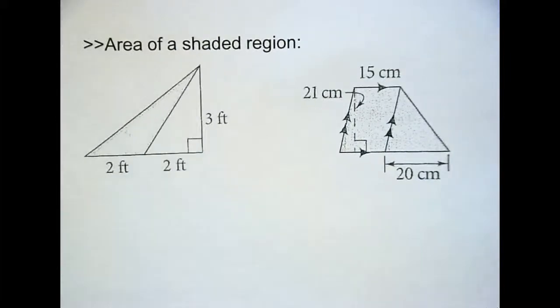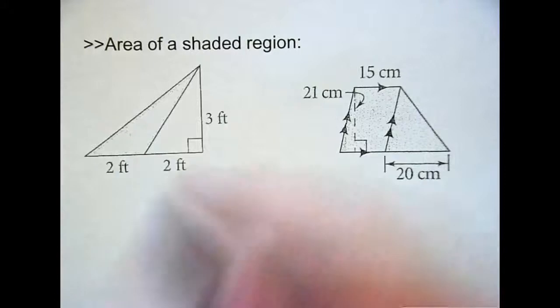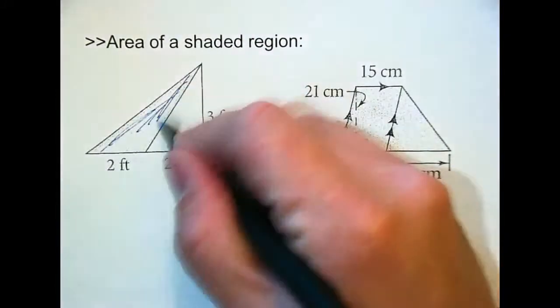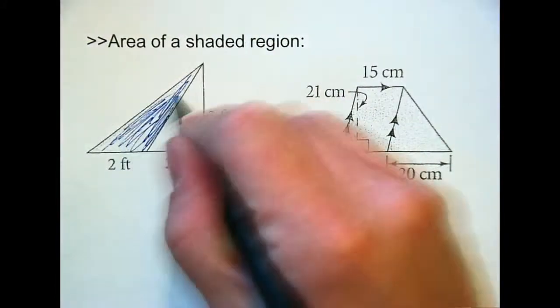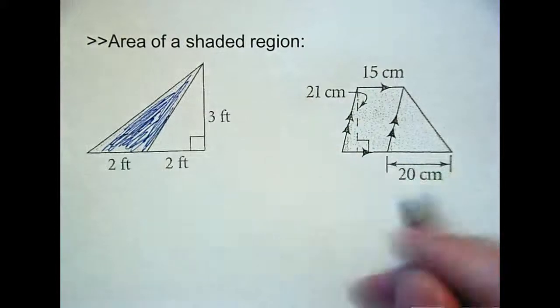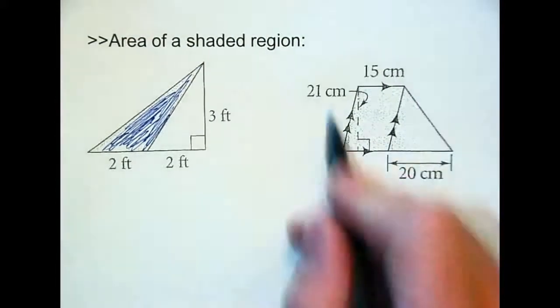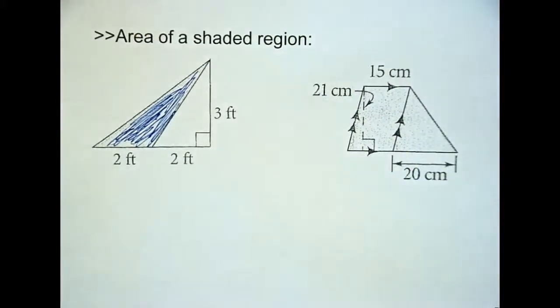Area of the shaded region. All right. These are not on your sheet. I know. So this is my shaded region. Okay. I want you to find the area. This whole thing's shaded on this one. I want you to find the area of the shaded region. Work with your partner, please. Any thoughts on the first one? How to find the area of the shaded region?